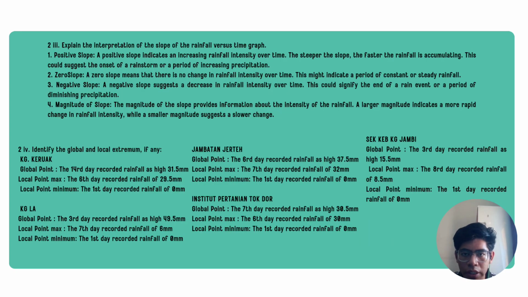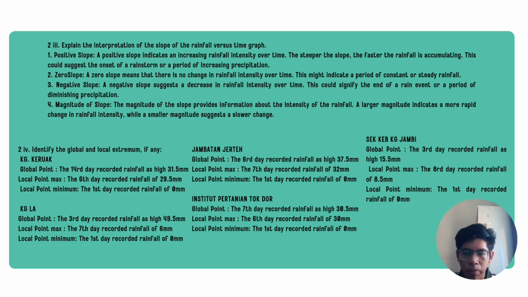Now I will explain the interpretation of the slope of the rainfall versus time graph. Okay, first, what is positive slope? Positive slope indicates an increasing rainfall intensity over time. Second is zero slope. Zero slope means that there is no change in rainfall intensity over time. And third, negative slope. Negative slope suggests a decrease in rainfall intensity over time. And lastly is magnitude of slope. The magnitude of slope provides information about the intensity of the rainfall.